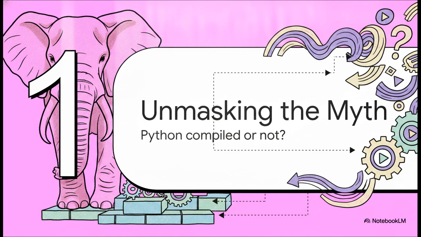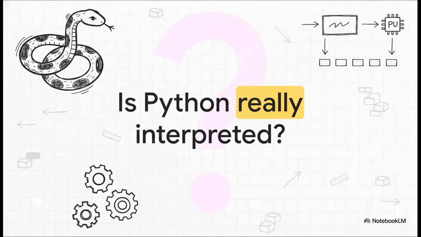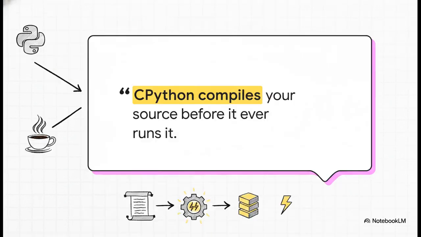Okay, Section 1, Unmasking the Python Myth. Let's start right at the foundation and address the elephant in the room. So is Python really interpreted? Most engineers transitioning from C or C++ just assume Python is interpreted line by line, kind of like a simple bash shell script. You type a line, it runs immediately, right? Well, looking at the source material, I was actually surprised to learn that this is not the whole truth, not even close. The crucial takeaway here is that Python actually belongs in the same family as Java.